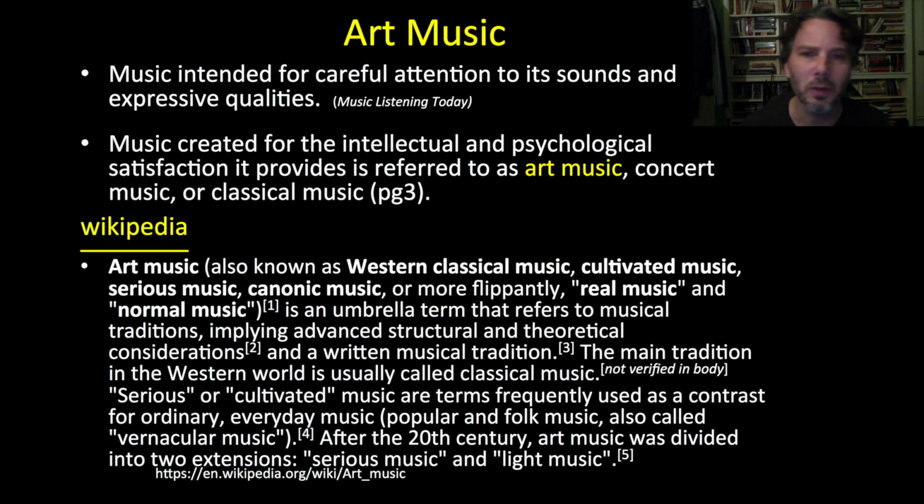Art music, also known as Western classical music, cultivated music, serious music, canonic music, or more flippantly, real music and normal music, is an umbrella term that refers to musical traditions implying advanced structural and theoretical considerations and a written tradition. The main tradition in Western world is usually called classical music. Serious or cultivated music are terms frequently used as a contrast for ordinary, everyday music, popular and folk music, also called vernacular music. After the 20th century, art music was divided in two extensions, serious music and light music.